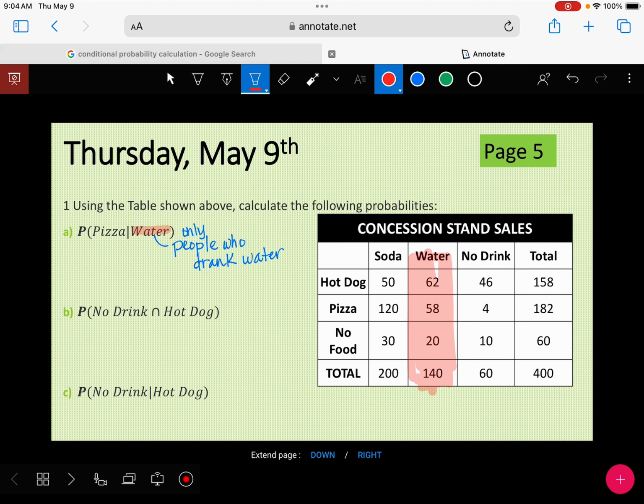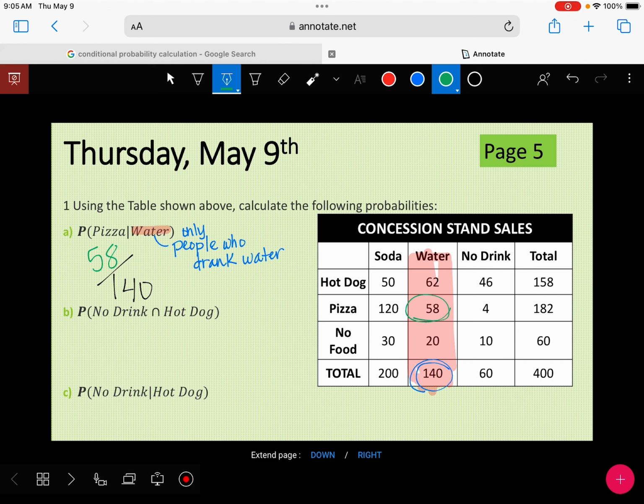Yep, so we had 140 people order water, so that would be my denominator. And then how many of those people who ordered water also got a pizza? And that would be 58. That would be your answer to question A. That's the only answer you could give on the test next week and get full credit.